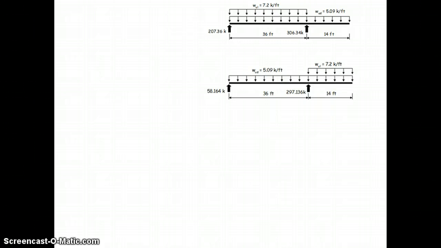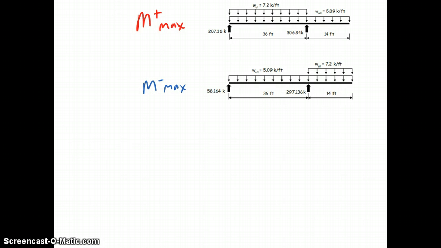Now we need to find our Mu curve, which is really the moment effects due to the factored loads. And we have to understand and determine the loading conditions that would give us the worst case positive moment and the worst case negative moment. As it turns out, this top loading condition will give us the worst case positive moment, and the bottom loading condition will give us the worst case negative moment.